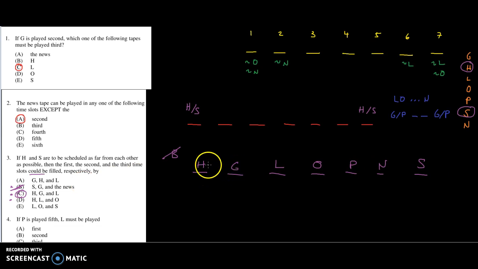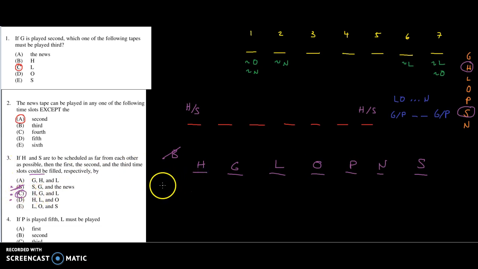Because we can do H and then G, which means this rule 2 kicks in, right? We got to put P 2 spaces away. But then we can put L and O over there and an N right between. Yeah, we're good. I'm going to leave that there. That would be our answer choice.